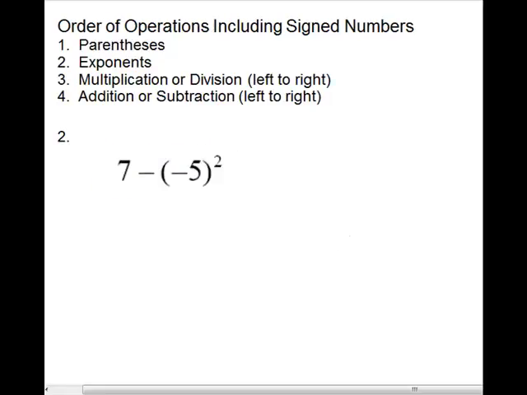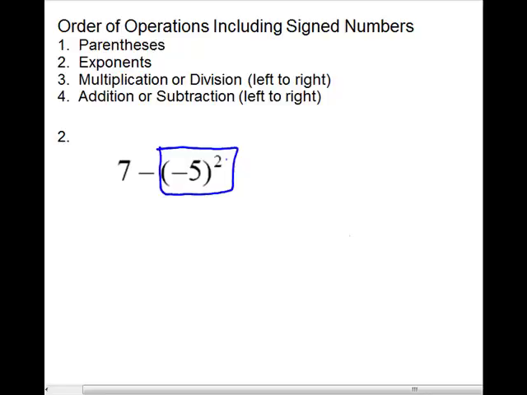Our second problem is a very tricky problem. You have to be careful and not get carried away cleaning up the minus and negative to make positive. That would actually break order here. You have an exponent, and this is considered addition and subtraction level. Exponents are on level 2, addition and subtraction on level 4. So you have to do the exponent first.